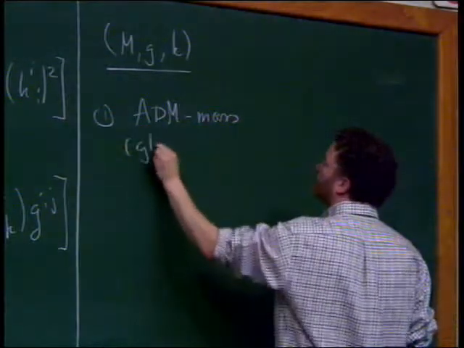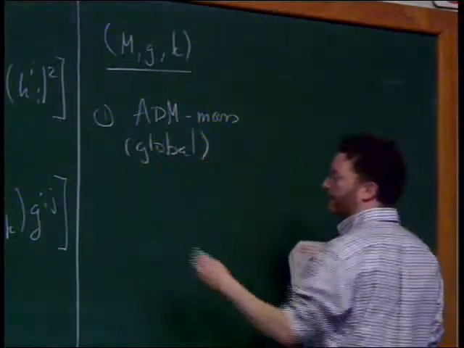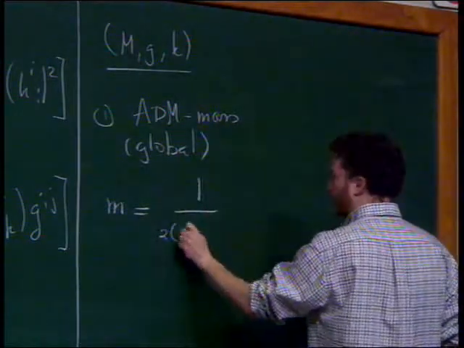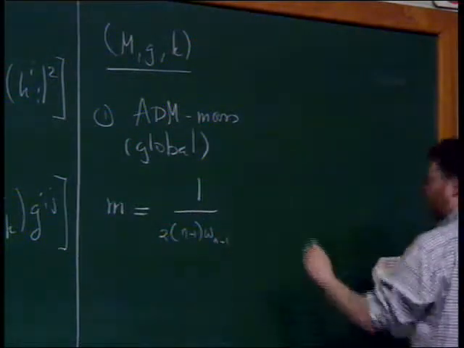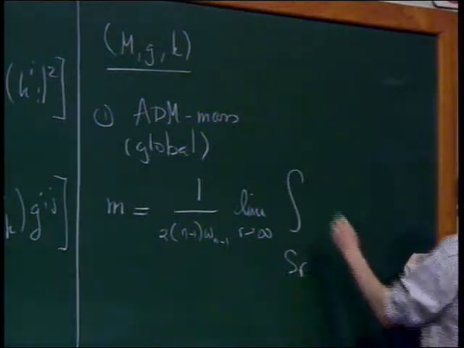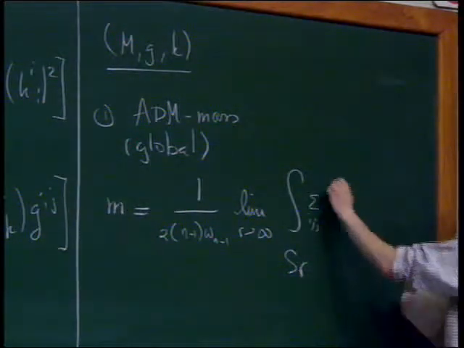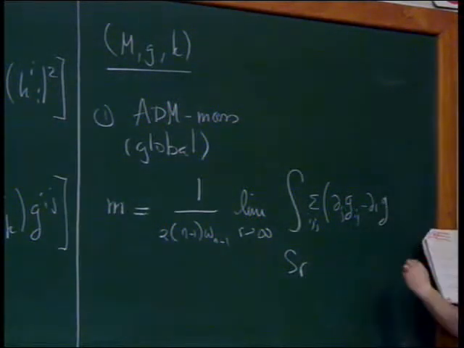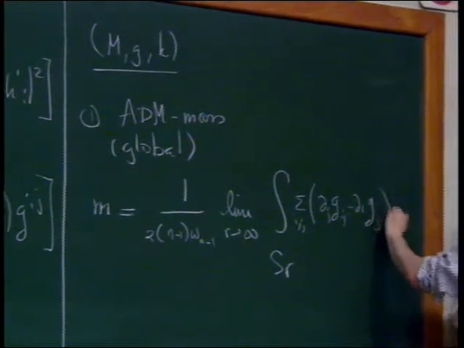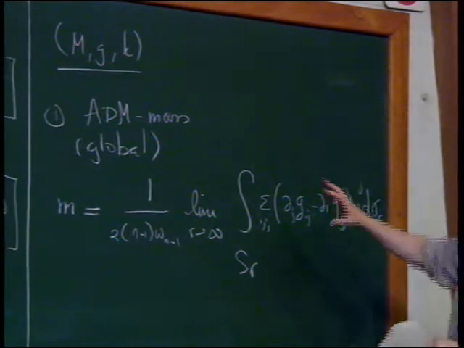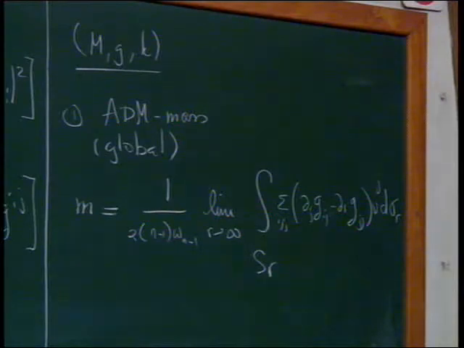It's just a global quantity, and it's defined as follows. M equals 1 over 2(n minus 1) omega_(n-1), the limit as r goes to infinity of the integral over S_r of the sum over ij of (d_j g_ij minus d_i g_jj) mu_i d sigma_r. So there's this integral which looks like a divergence, and if it happens at infinity, it's called the ADM mass. It's well known.